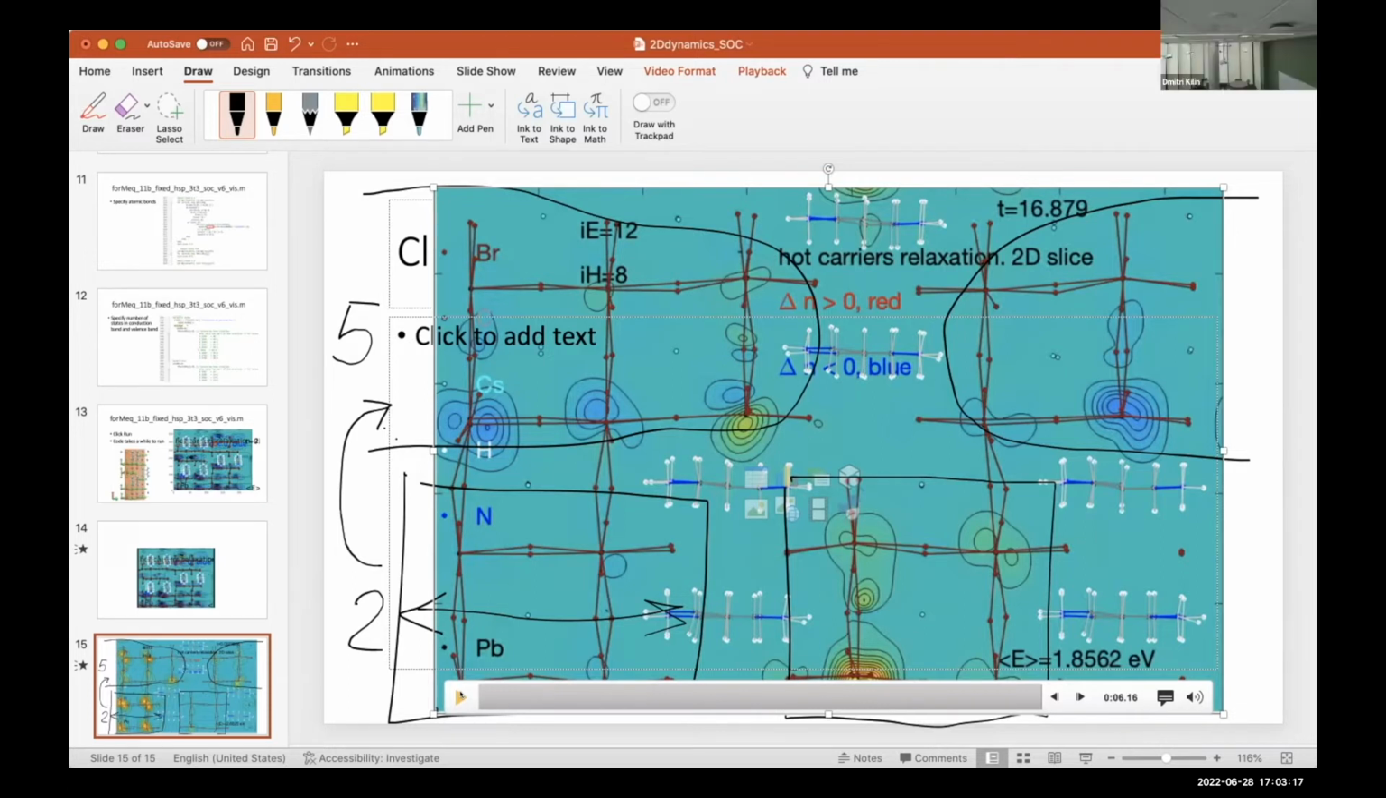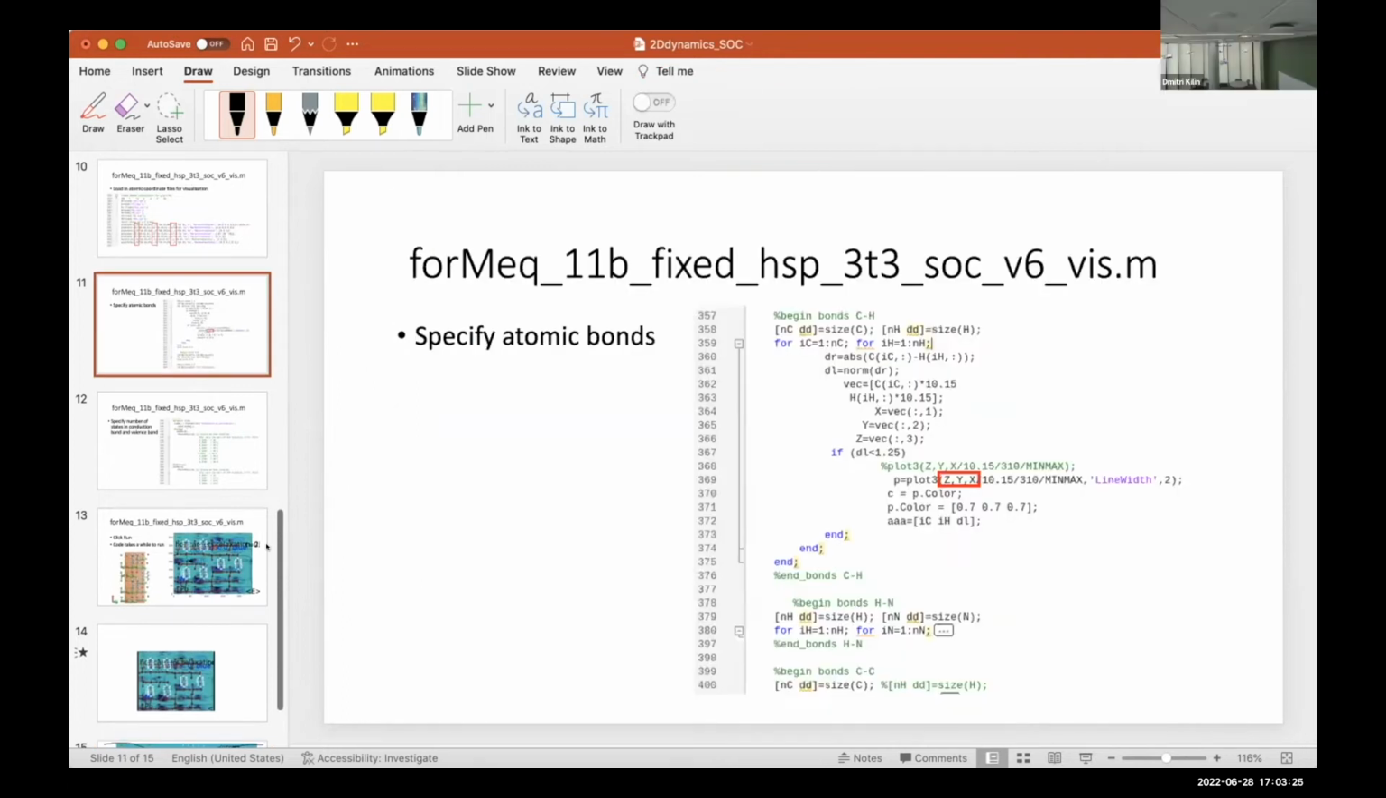More questions, David? I have one more question. Can you go to slide number 11, I think? So here, that red rectangle, it's for setting XZ, right? That's ZY. What if you want to change to another plane? For instance, if you want to change to the XY plane, how do you change it?